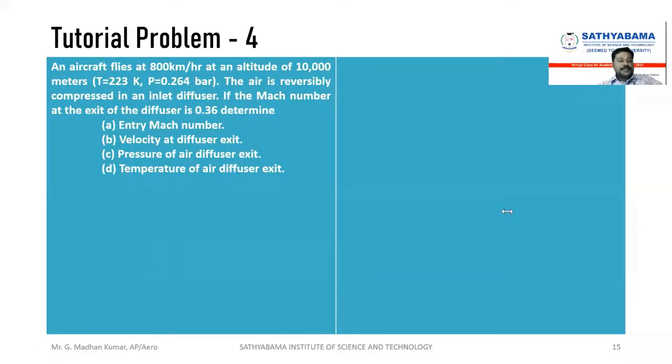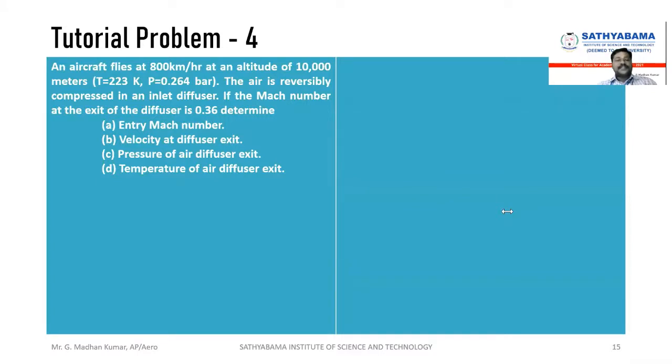Problem number 4. It's very simple, now that you have some clear-cut idea in solving all these problems, right? So an aircraft flies at 800 km per hour at an altitude of 10,000 meters. So you have to convert this velocity of the aircraft, 800 km per hour, into meter per second, right? And then temperature is given, pressure is given.